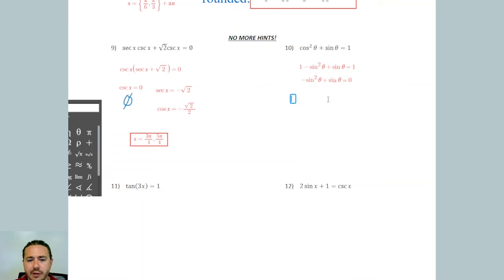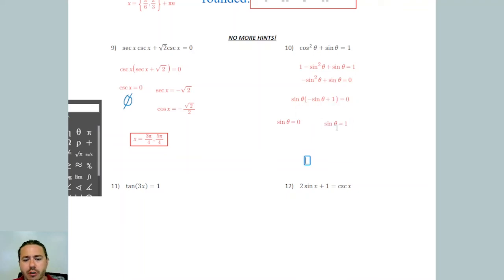From here, I can factor out sine theta as a GCF and be left with negative sine theta plus 1. From here, I can go ahead and split this up and get either sine theta equals 0, or, sine of theta equals 0, and then over here, if I subtract 1, divide by negative 1, I would get sine of theta equals 1.